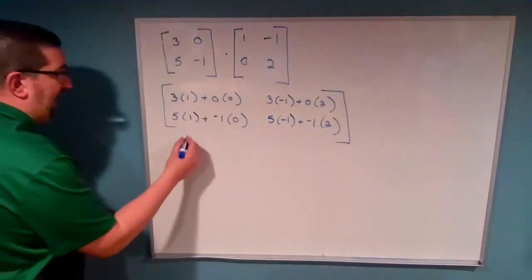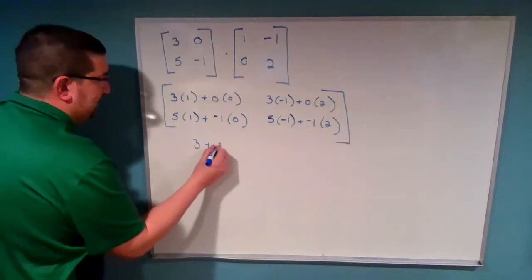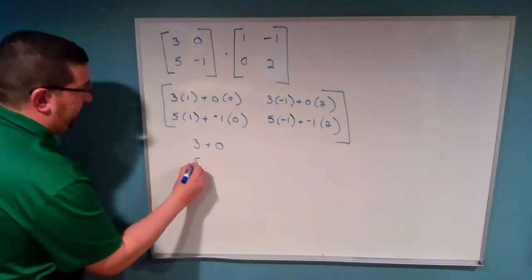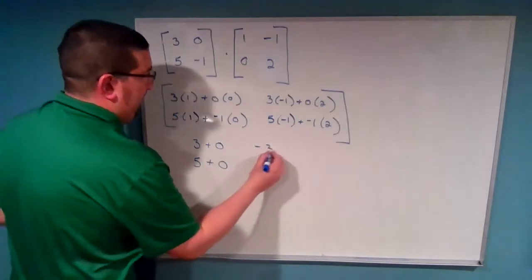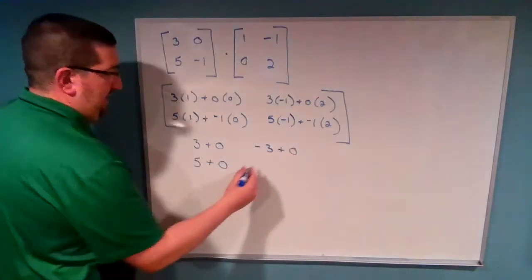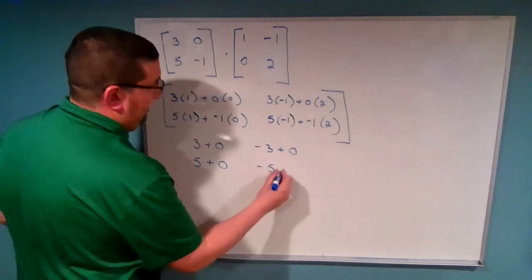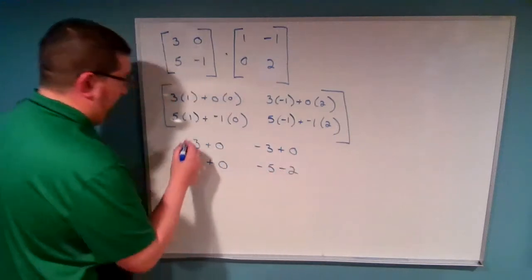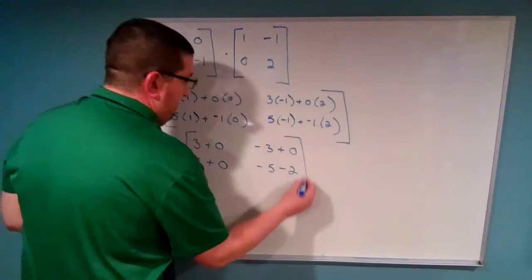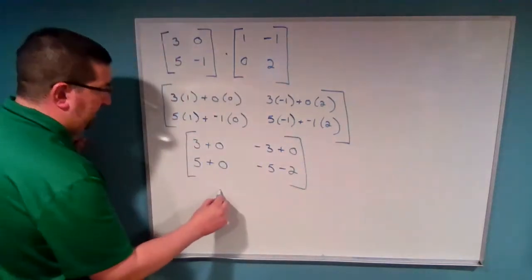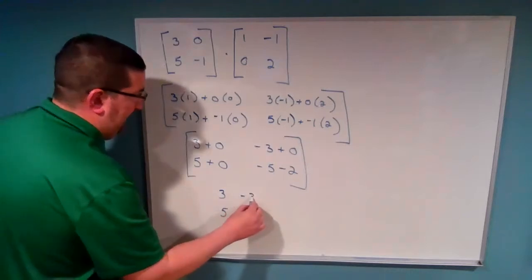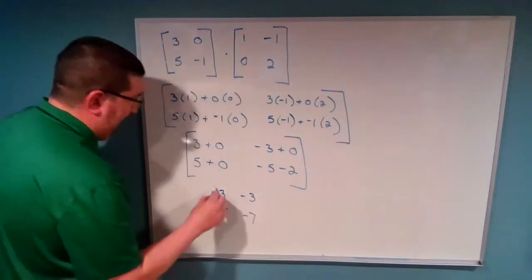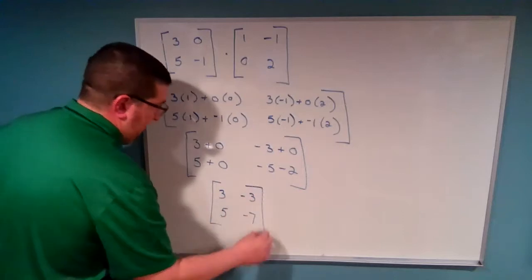We multiply it all out. So that's going to be 3 plus 0, 5 plus 0, -3 plus 0, and -5 minus 2. So our final answer is going to be 3, 5, -3, and -7.